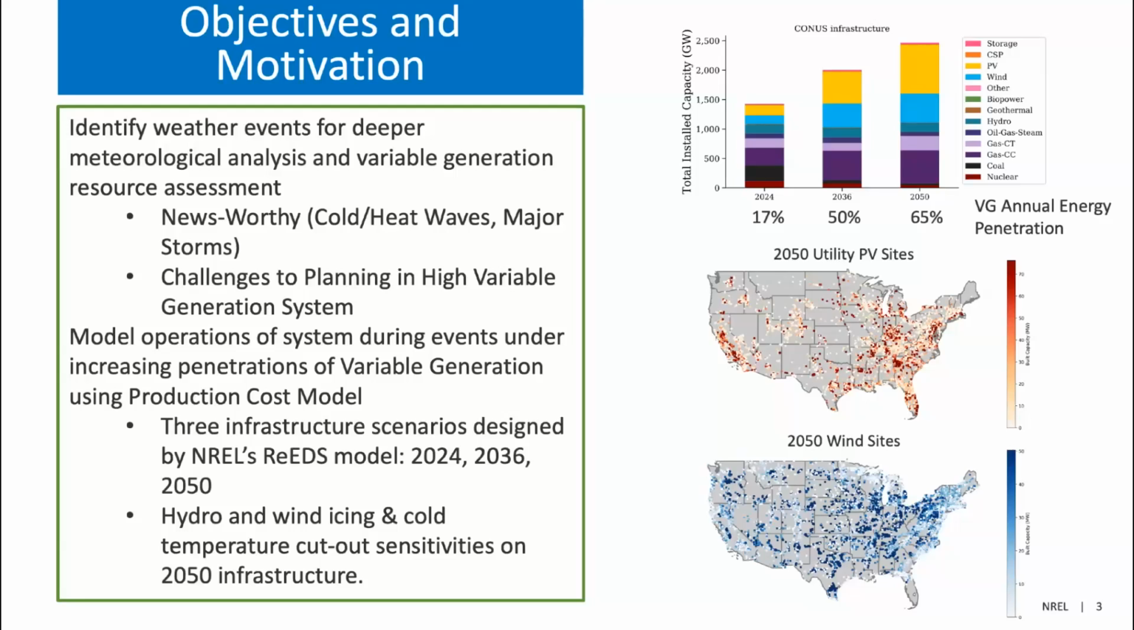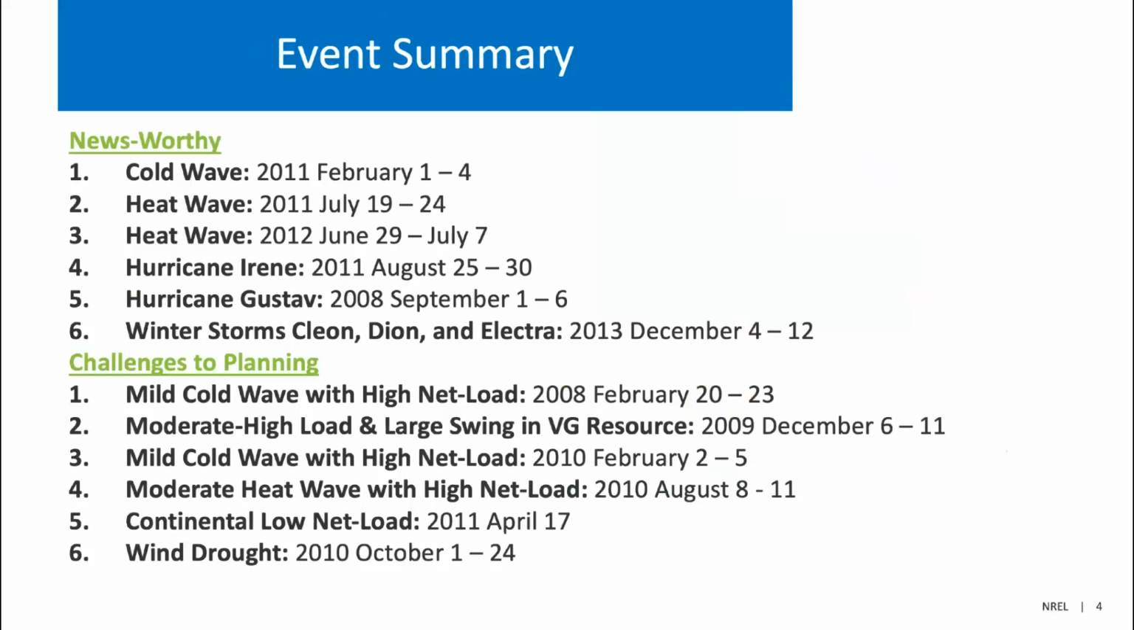For that production cost modeling, we've set up 3 different infrastructure scenarios to investigate these events. There's essentially events that represent 2024, 2036, and 2050 with the installed capacities in the upper right there. They represent about a 17%, 50%, and 65% variable generation annual energy penetration, at least according to the NREL READS model. Here's a summary of all of the events we identified.